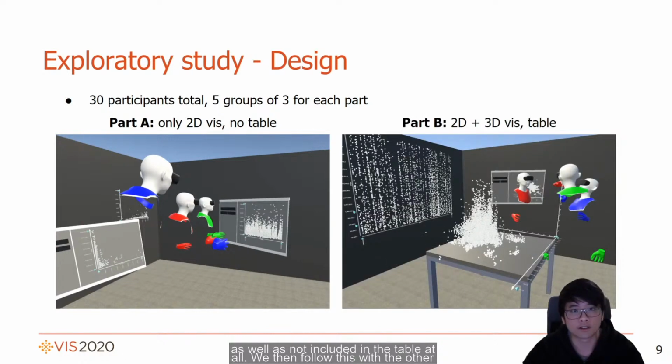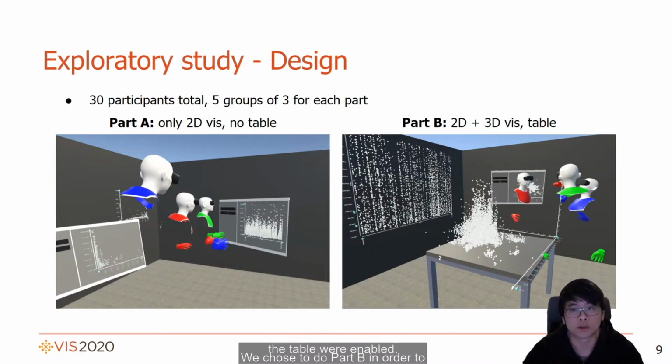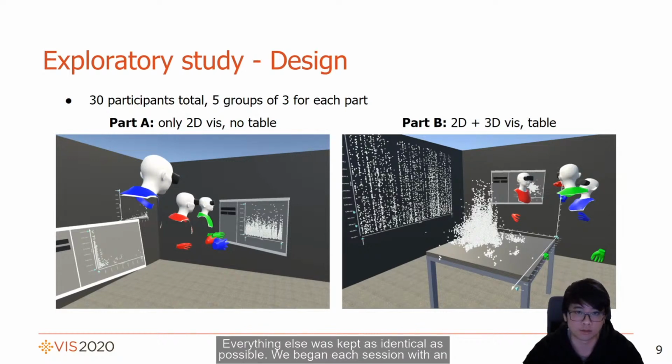We then followed this with the other 5 groups in Part B, where both Z-axis 3D visualizations and the table were enabled. We chose to do Part B in order to observe a greater variety of user behaviors. Everything else was kept as identical as possible.